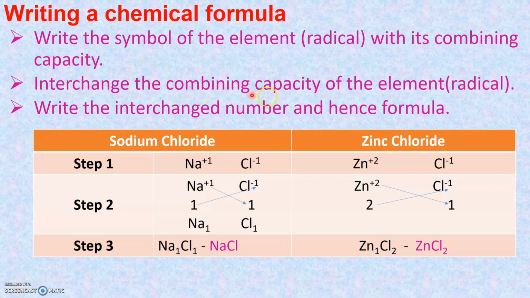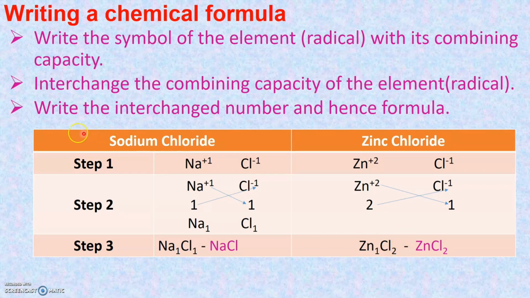We have to interchange the combining capacities or valencies of these elements. We have already seen that the valency of zinc is 2, so we are writing that 2 without the charge here. The valency of chlorine is 1, so again we are writing that 1 without the charge here. Now we are going to interchange these valencies. So 1, which is the valency of chlorine, will go to zinc and it will come as a subscript next to zinc. And 2, which is the valency of zinc, will go to chlorine and it will come as a subscript next to chlorine.